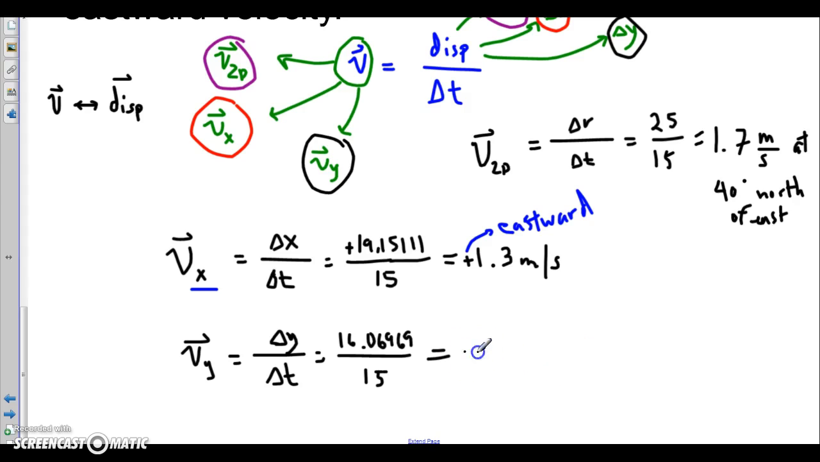It's 1.1 meters per second, and it comes out positive because delta y was positive. And look, just as the displacement was northward, so is this velocity. The positive here, because it's on the y-axis, means northward. And that's how you solve these problems.